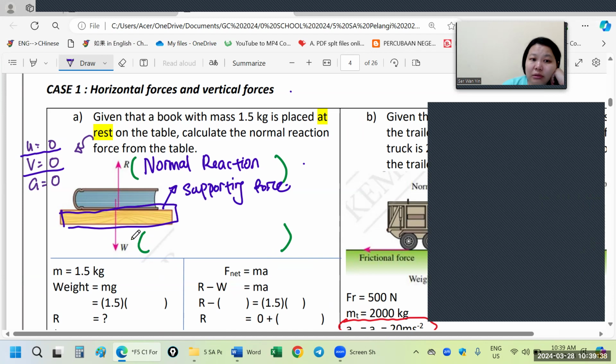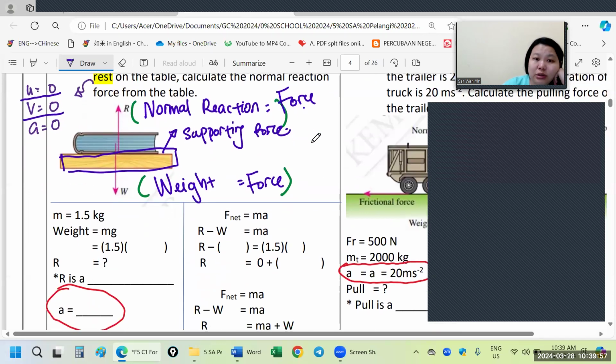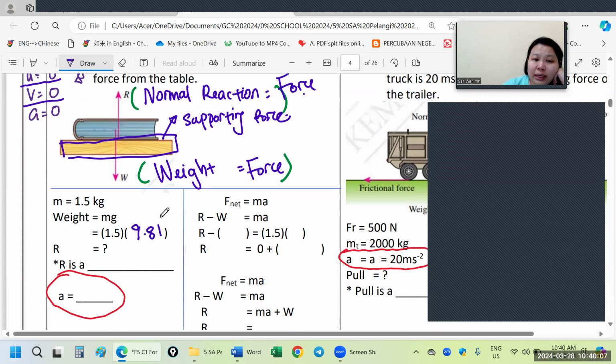Okay, so now the weight. Calculate the normal reaction force from the table. The weight actually is a force too. Both are force. So how to get weight? Since mass is 1.5, weight would be 1.5 times 9.81. Right? So R equals to question mark. R is a normal reaction.